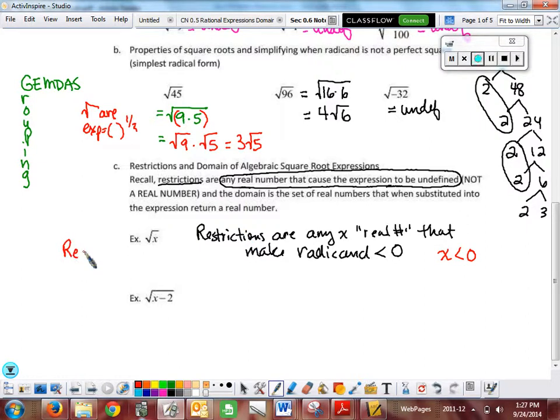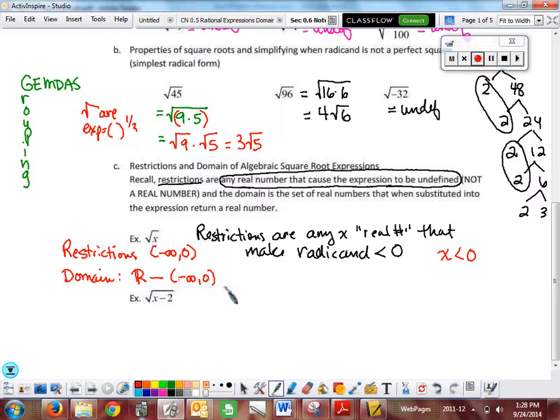Hey, so we're really looking at the restrictions in this problem. So now I'll come over here. That was my general statement. My restrictions would be negative infinity to 0. Right? Any number that I pick in that interval is going to cause this to be undefined. So then what's my domain? How do we do the domain? Domain is reals minus the restrictions.